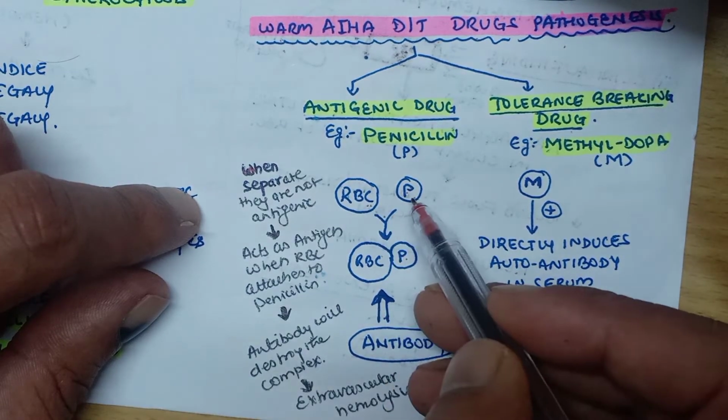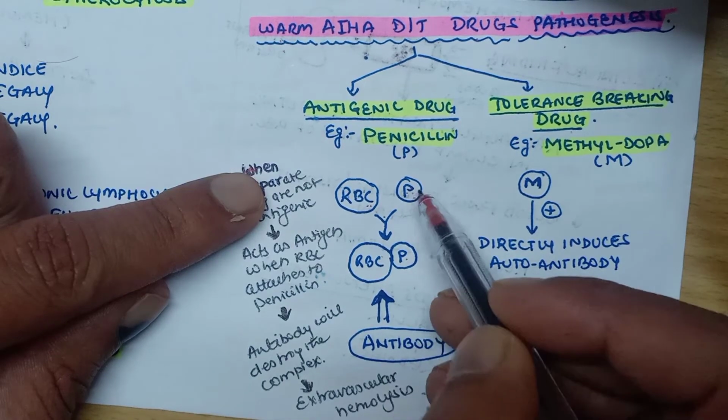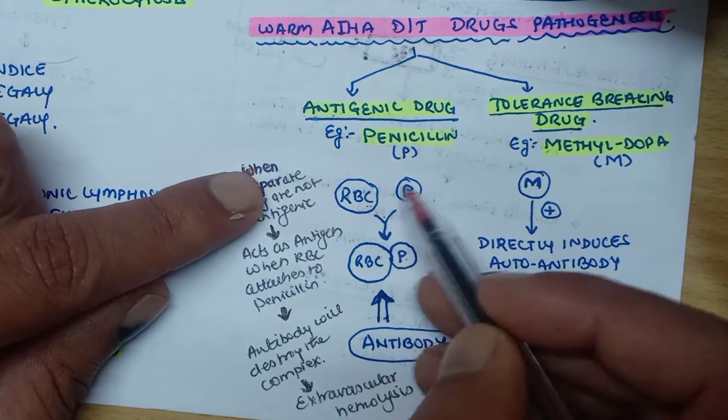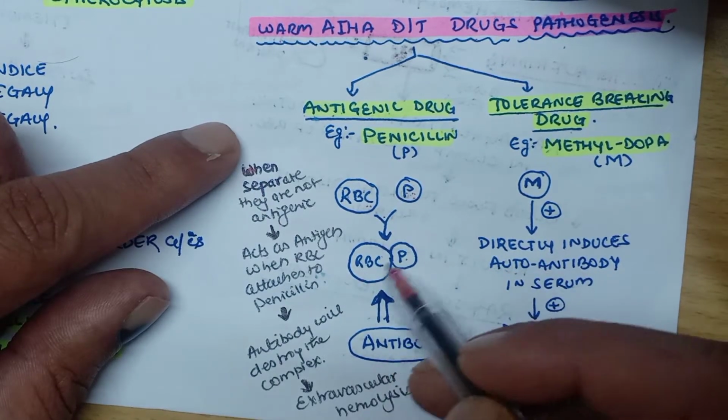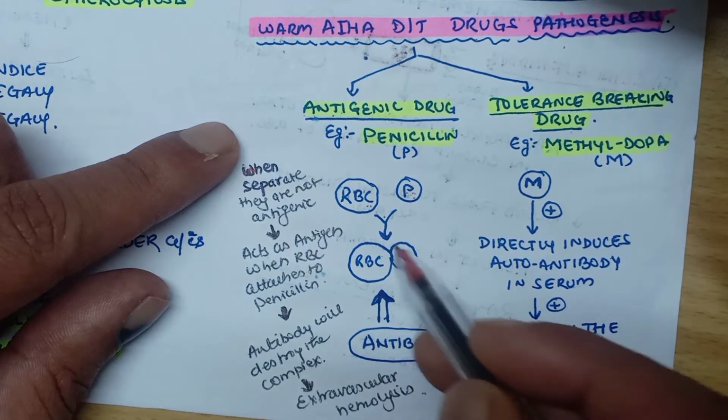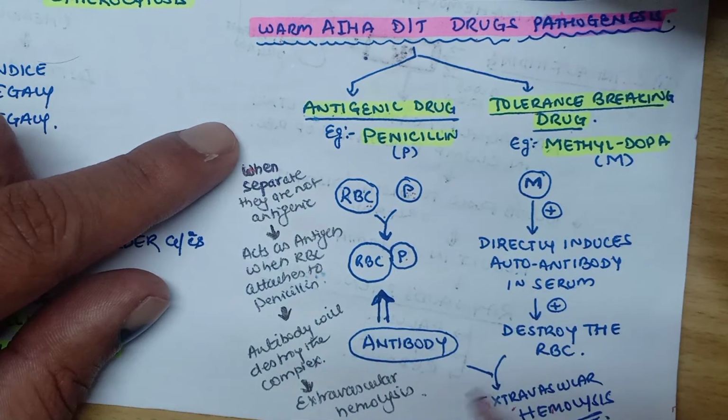So RBC and penicillin separately will not act as antigen. They will act as antigen only when they combine. Once they combine, the antibody will detect it and cause damage, resulting in extravascular hemolysis.